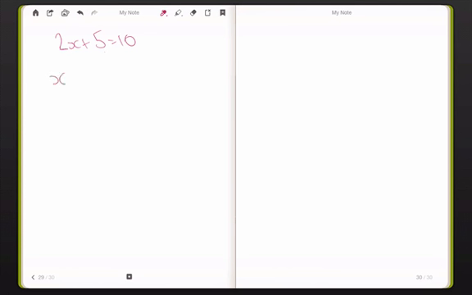If I wrote something like that, that is not a linear equation because x has a power attached to it, okay? Ta-da! Right, so let's look at ways to simplify.